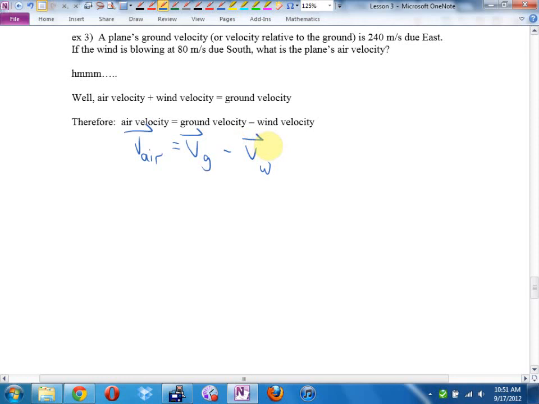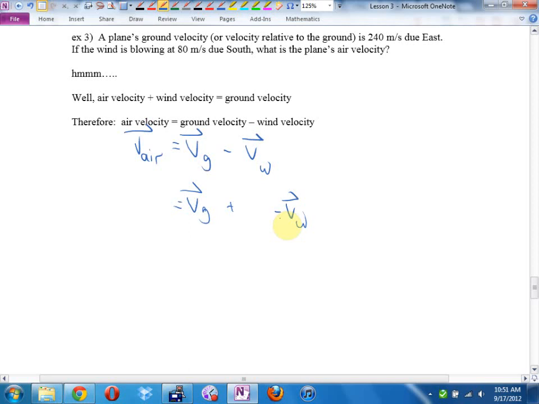How do I add two vectors together, Joe? Draw them. How do I subtract two vectors, folks? I don't. I'm going to add the opposite. I'm actually going to go like this: ground velocity plus negative wind velocity. And I usually leave a big space so that the negative stands out, just so I don't miss it accidentally, because my brain is dumb.